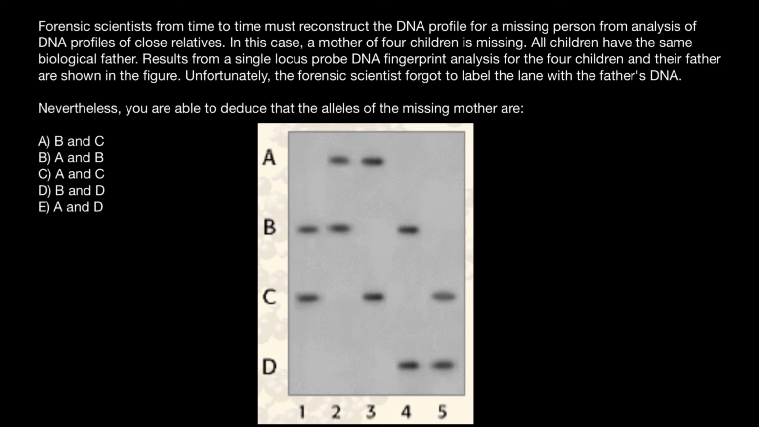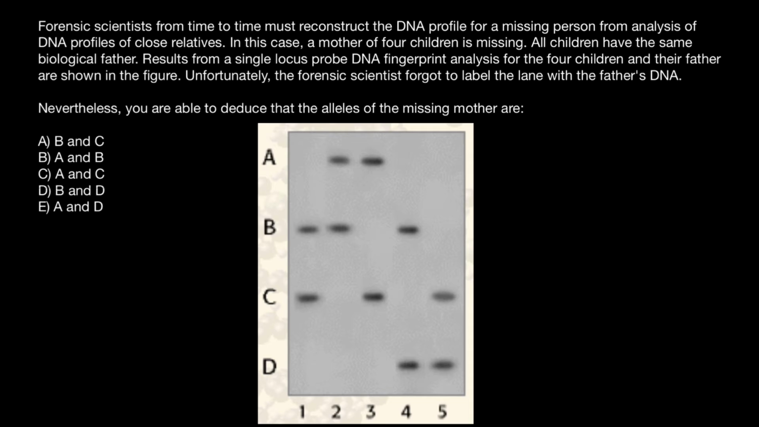Nevertheless, you are able to deduce the alleles of the missing mother, and you have to choose one of these answers. Let's take a look at what we see here. First of all, here there has to be one father of the children and 4 genotypes of the children. Our first step would be to find the genotype of the father and which alleles this father contributed, and then we would be able to say which alleles were contributed from the mother's side.